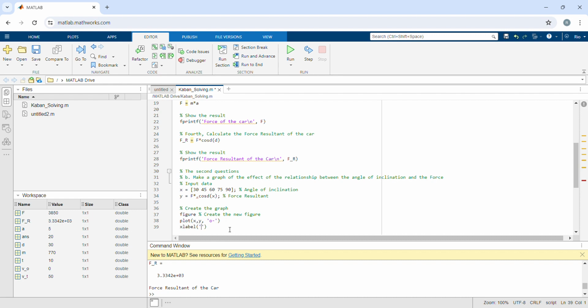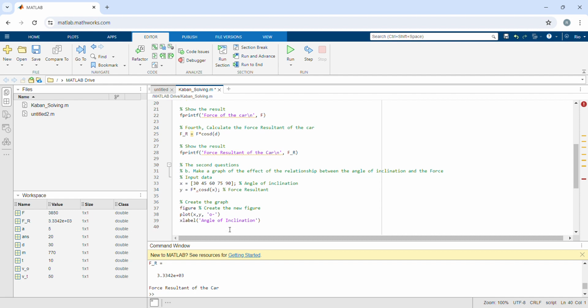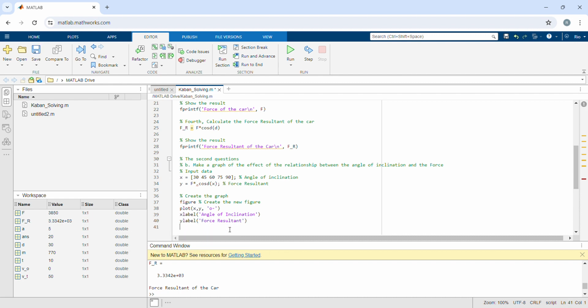And then don't forget to input the x label. The x label is angle of inclination. And then the y label is force resultant, and then we can include the title. The title is relationship between force and angle of inclination.